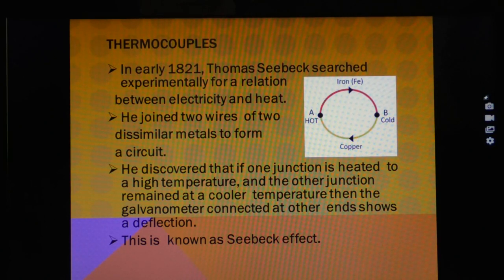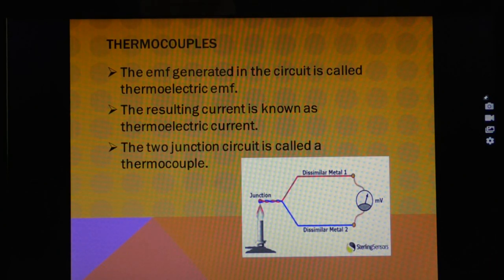What does it mean when a galvanometer deflects? That shows the presence of electric current. This effect is known as the Seebeck effect. The EMF generated in the circuit is called thermoelectric EMF. The resulting current is known as thermoelectric current. The two-junction circuit is called a thermocouple. So this device is known as a thermocouple, where there are two junctions.